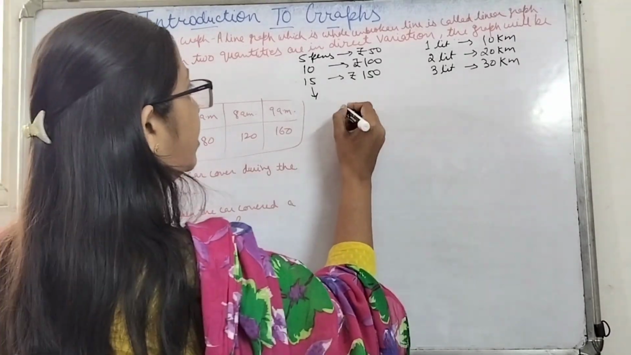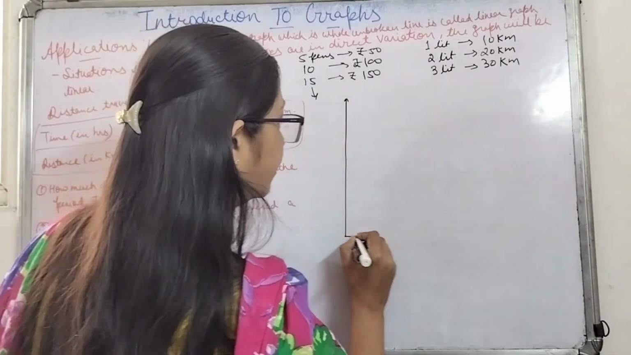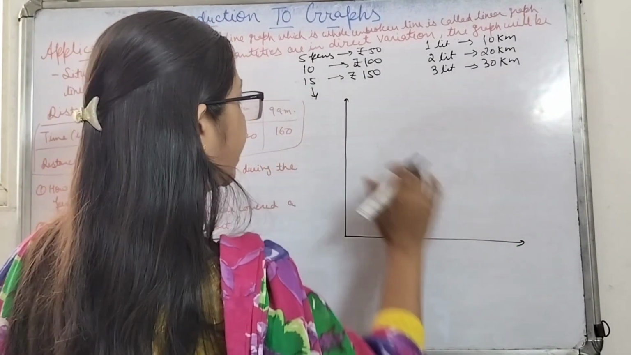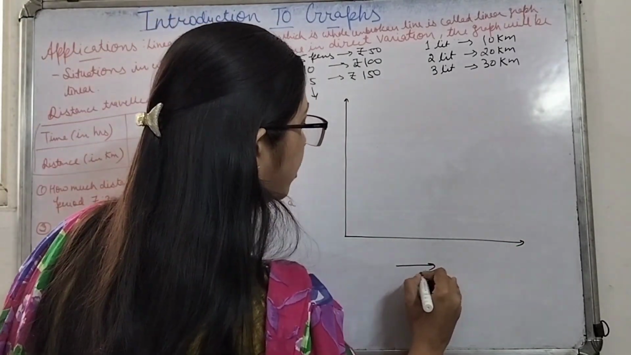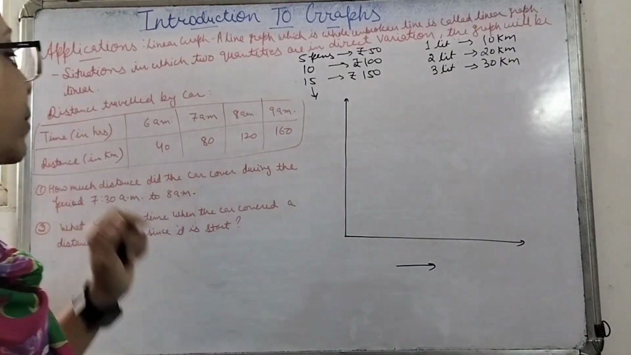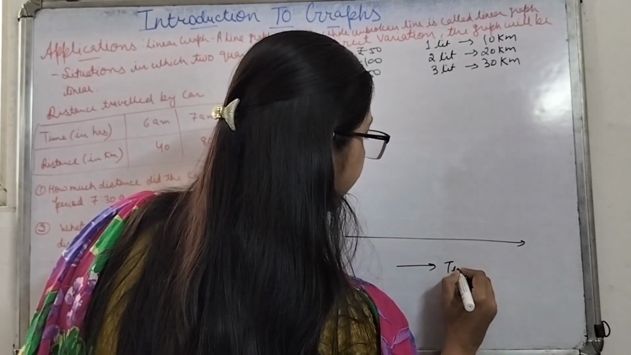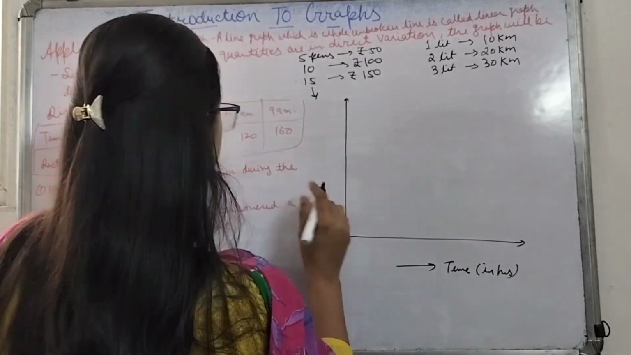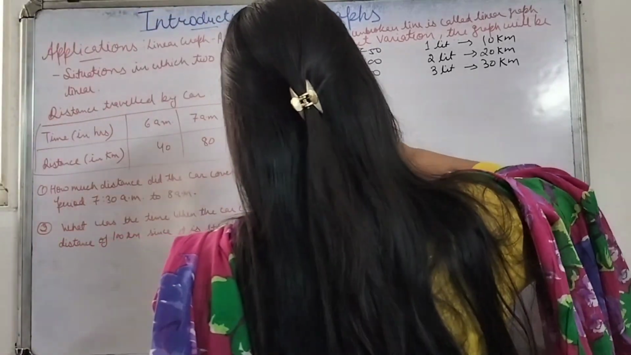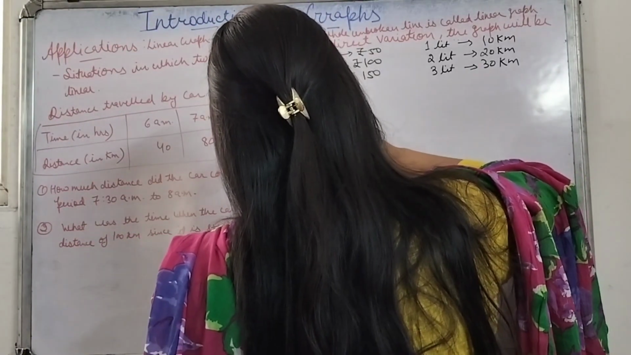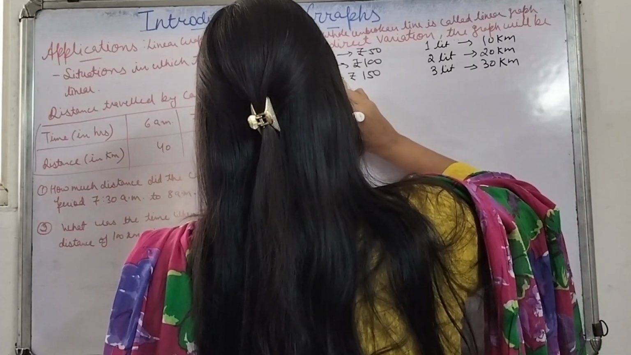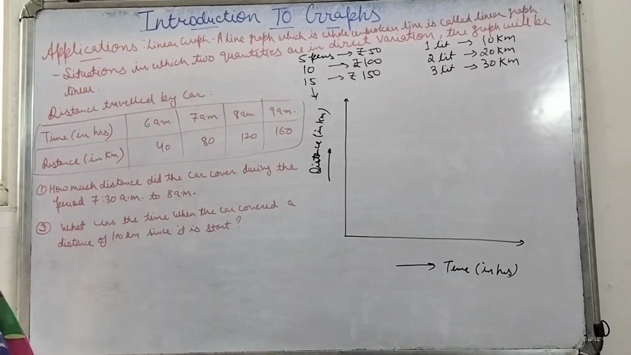First of all, we will make a graph like this. We have taken two perpendicular lines. This is the x-axis, this is the y-axis. On the x-axis, we are taking time in hours. On the y-axis, we are taking distance in kilometers. So these two axes we have taken.